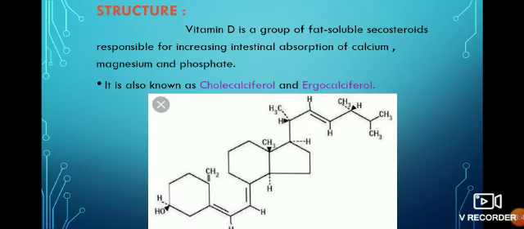Here is the structure of vitamin D. Vitamin D is a group of fat-soluble secosteroids responsible for increasing intestinal absorption of calcium, magnesium, and phosphate. It is also known as cholecalciferol and ergocalciferol. Here is a picture of this structure.